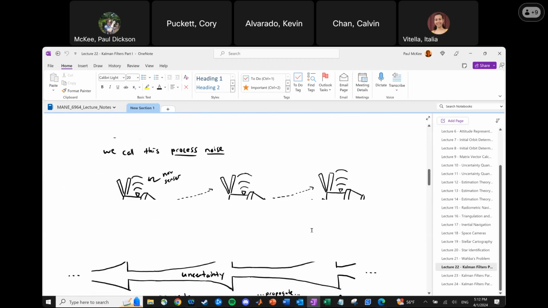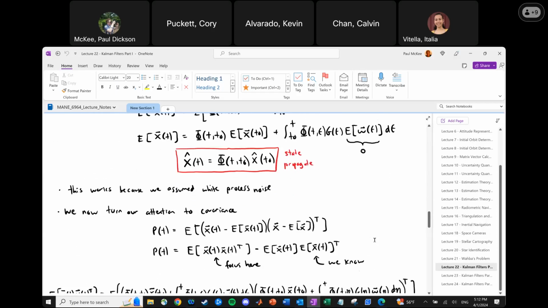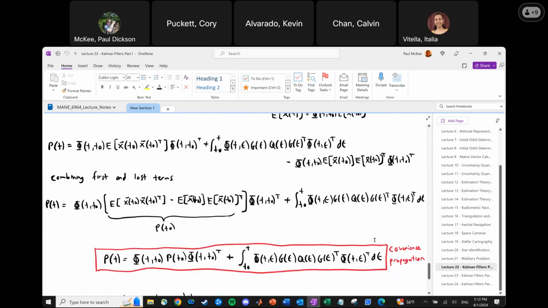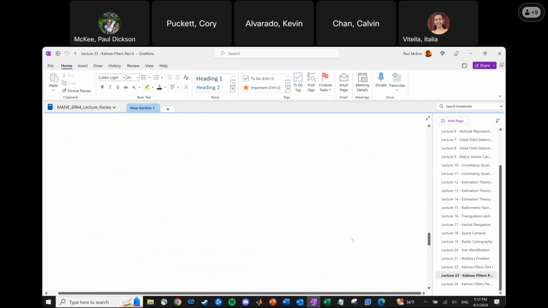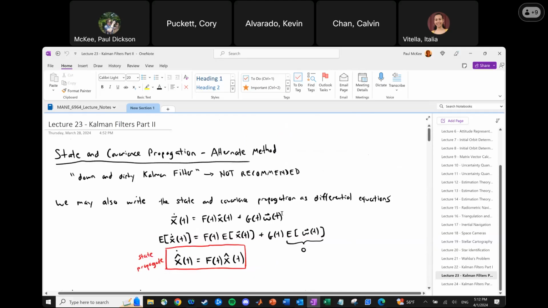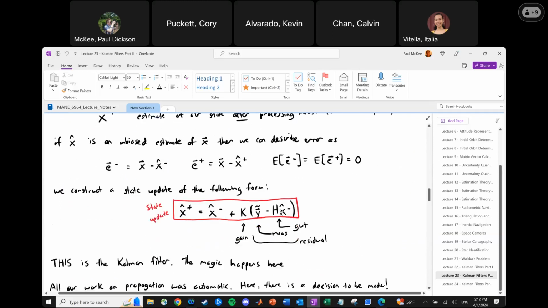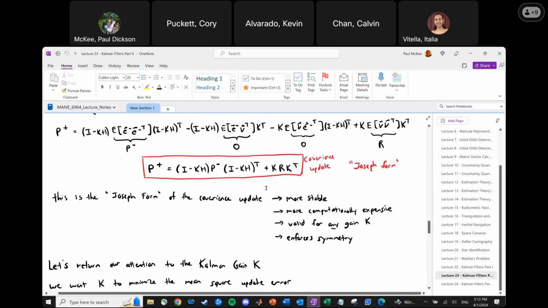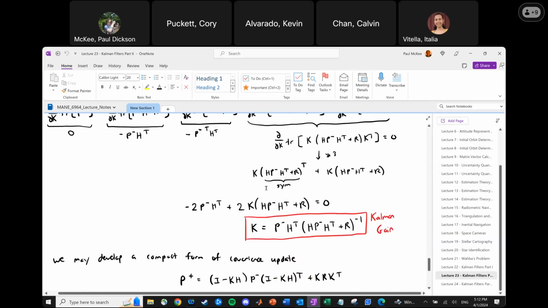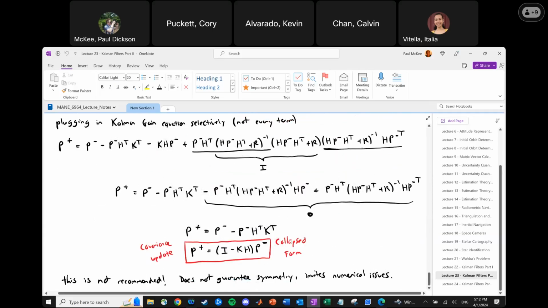Now, in lecture 22, we focused on an introduction. We talked about noise. We had this lovely diagram, which hopefully made it make a little more sense. And then we talked about propagation for a while. We went through some gory equations. And then in lecture 23, we continued our discussion of propagation, and then we started our discussion of the measurement update step. Here's our state update equation. We also landed on a covariance update equation, and then we went back and derived the Kalman gain, as well as a shorthand version called the collapsed form of the covariance update. And so that's where we ended.